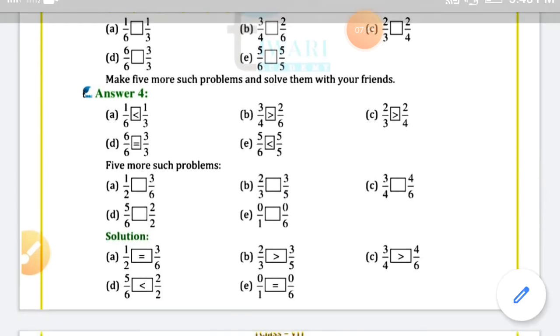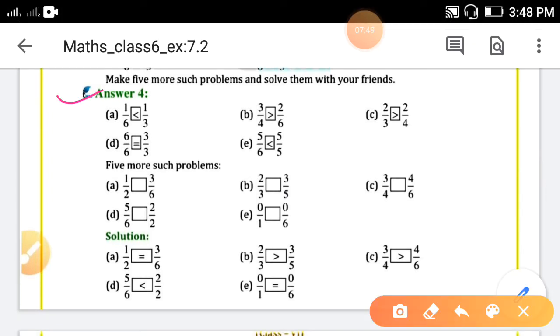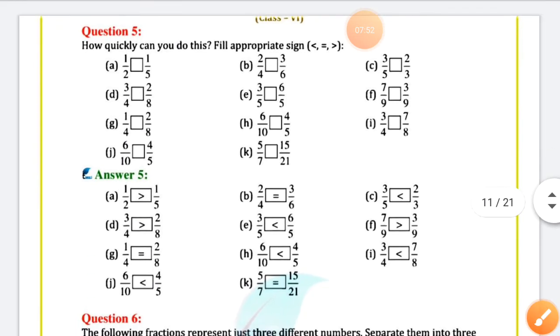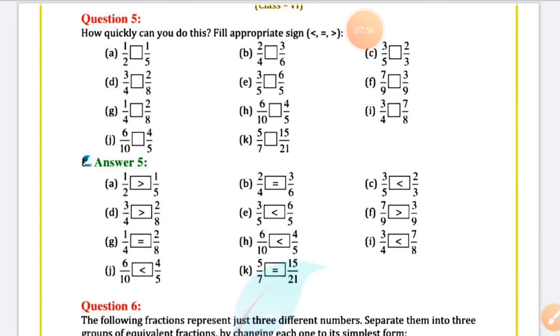And this is the question: make 5 more such problems. That is homework. You can make them yourself. Such examples you can find out.